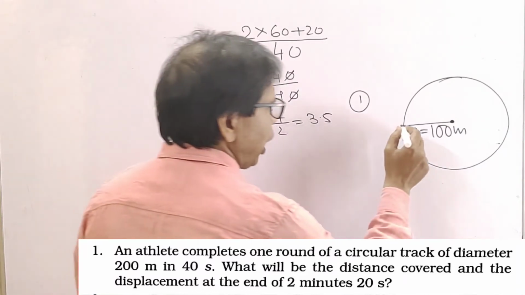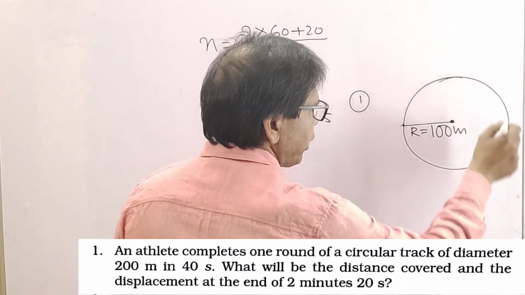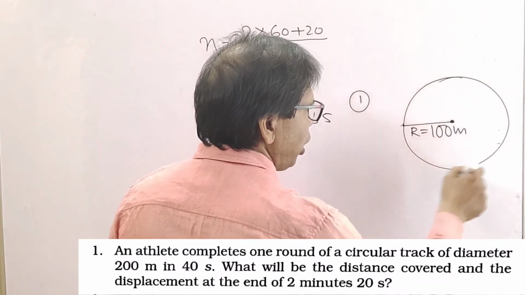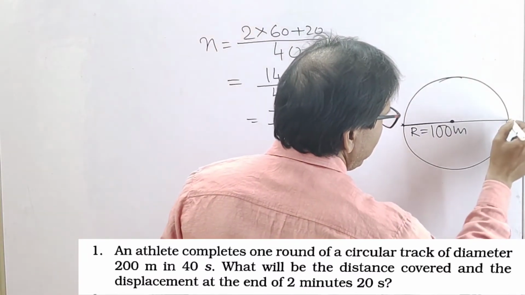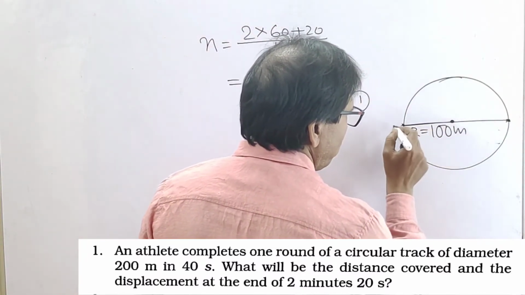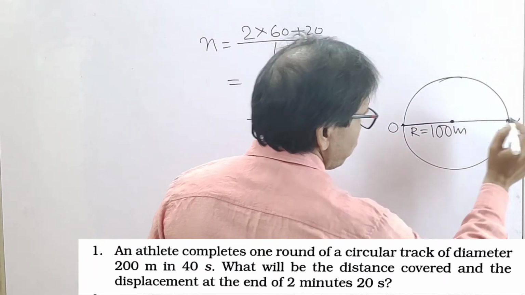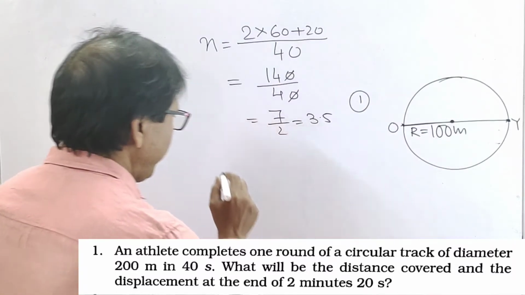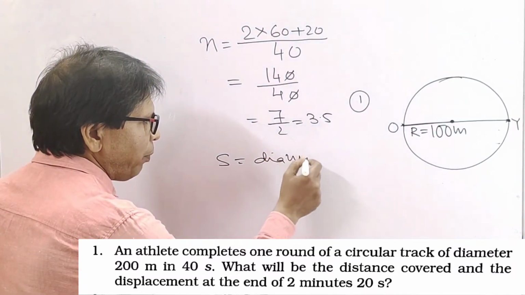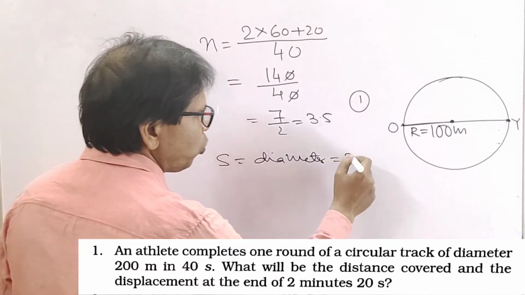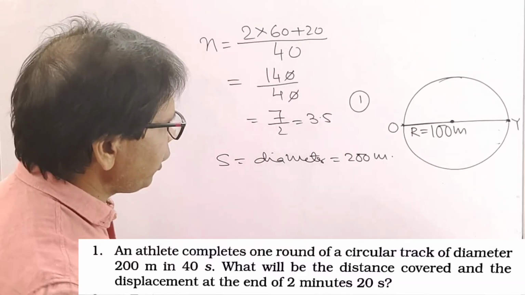Therefore if the athlete starts from here, this is the first revolution, this is the second revolution, this is the third revolution and the final half revolution. So the initial position of the athlete is here and the final position of the athlete is this position. So displacement S is equal to the diameter. Okay. Now the diameter is 200 meter, this is the displacement. Now what is the distance?